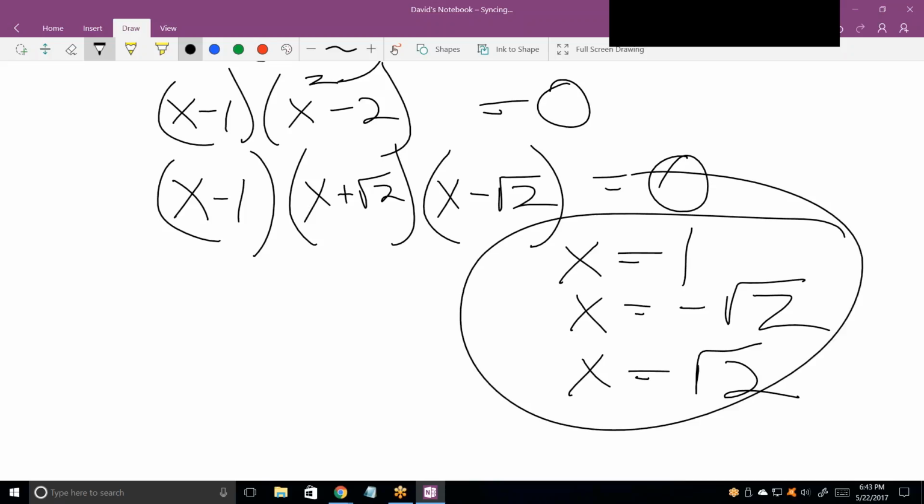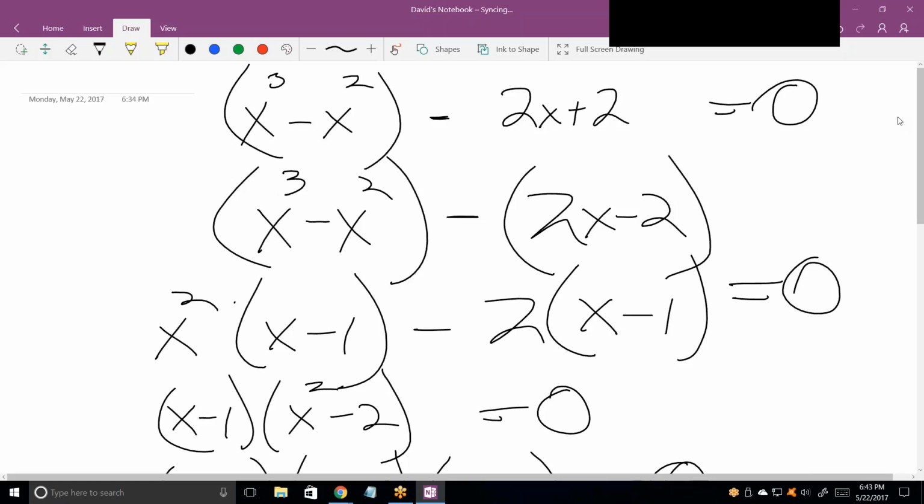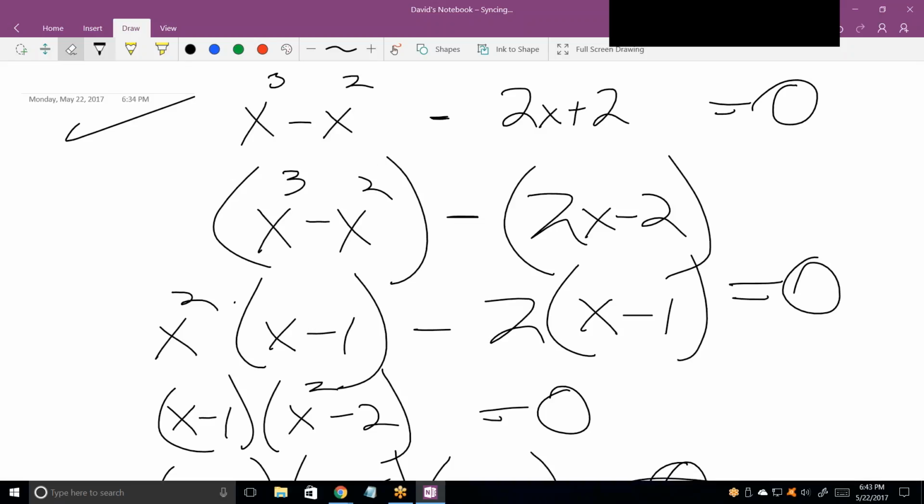I will be upfront with you, 95% of my students would make a mistake on this problem, because their first step would be to just add parentheses. In other words, they would do this. And you've just changed the problem. It's no longer the same. So pay attention to that. If it's negative, be careful. If it's positive, you don't have to be careful.